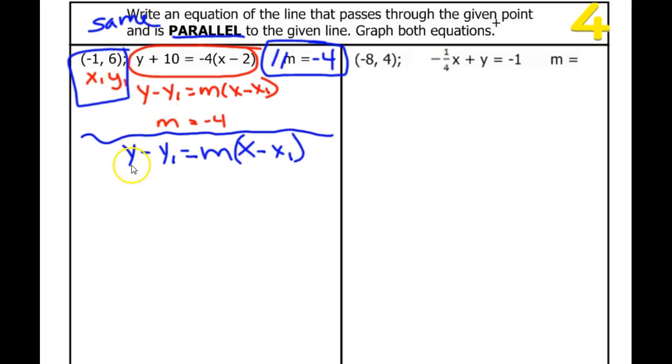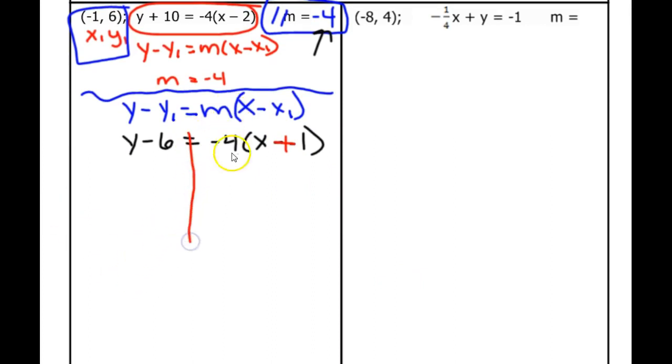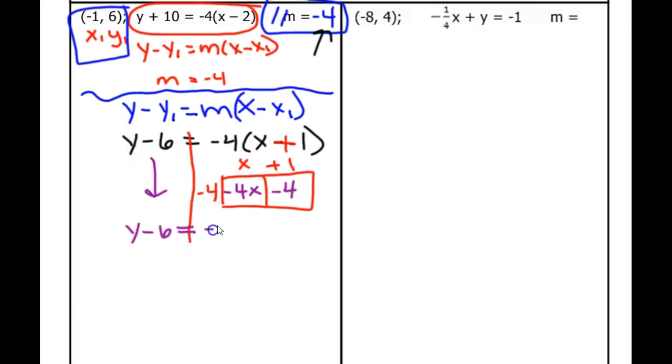So I'm going to plug in what I know, y minus y1, which is 6, equal to our slope up here, which is negative 4, and then x minus x1, which is a negative 1, making a positive. So I'm going to distribute here, negative 4, x plus 1. Negative 4 times x is just negative 4x, negative 4 times 1 is just negative 4. So we have y minus 6 equal to negative 4x minus 4.